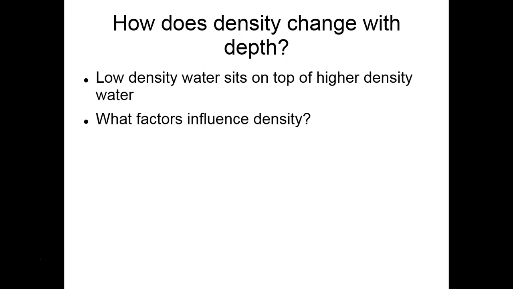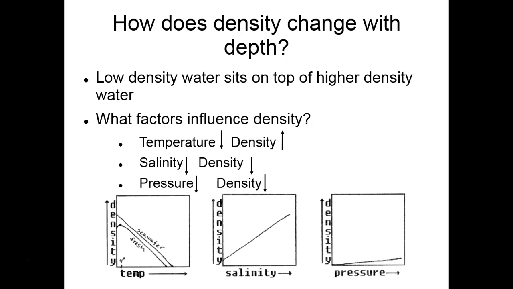And then what factors influence density? This is just review: temperature, salinity, and pressure. These graphs are showing you how density changes with temperature, how density changes with salinity, and how density changes with pressure. So for the first one, as the temperature decreases, the density increases. Temperature is increasing to the right, so if we have low temperature, you have high density. As you have warmer and warmer temperature, the density decreases. That's why we have a negative slope on this line, right? It's going down, decreasing as the temperature increases.